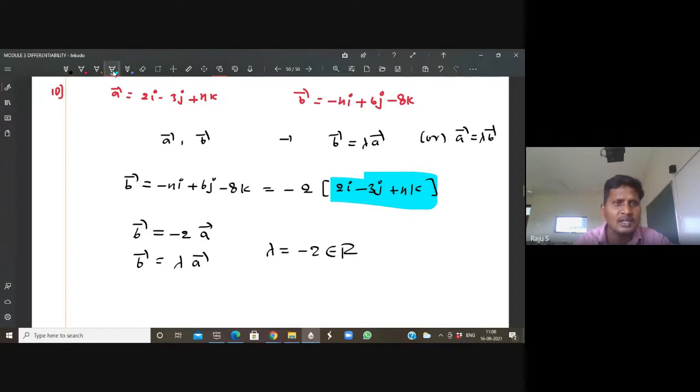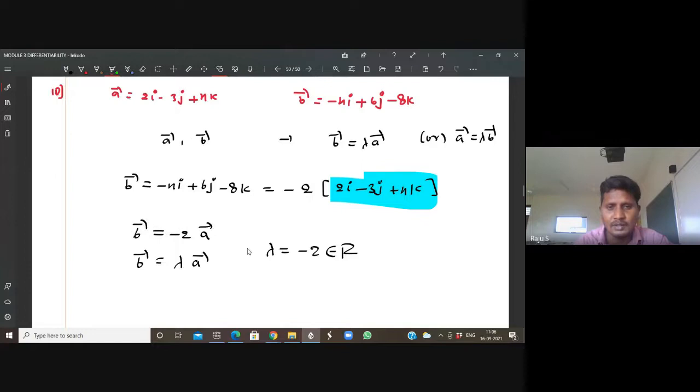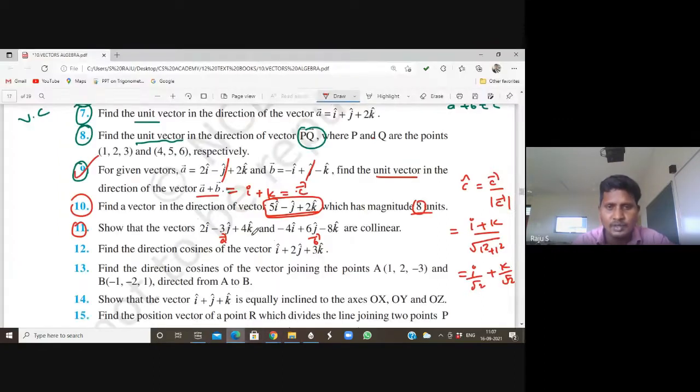I told you very clearly, lambda is any real number. It may be positive, it may be negative, it may be a fraction, it may be a decimal, but it must be a real number. So if one vector can be expressed as lambda times the other vector, then A, B are collinear. Right, we proved it. We showed that the two vectors are collinear.